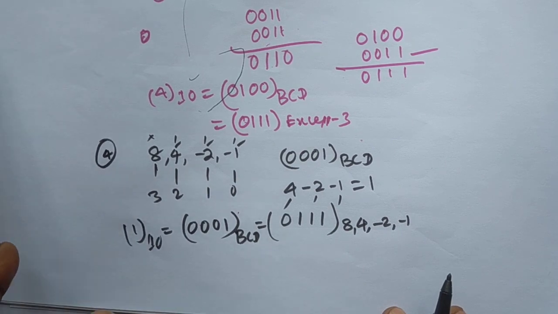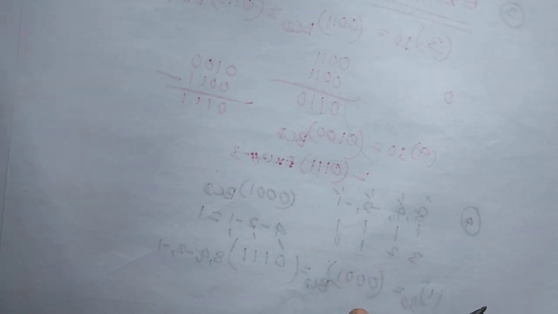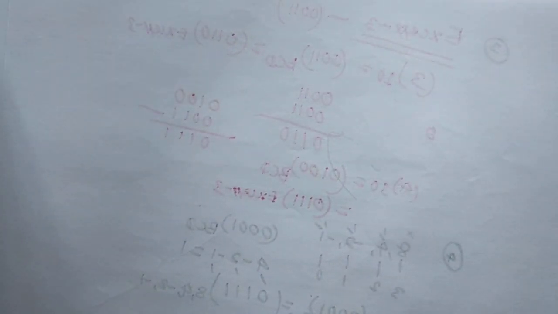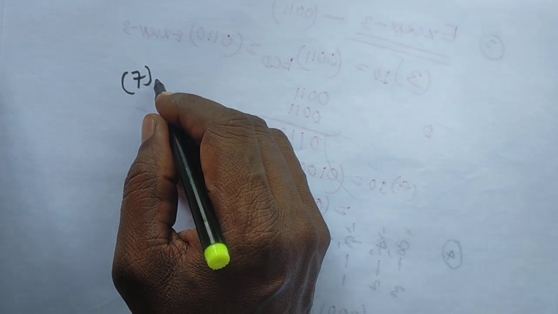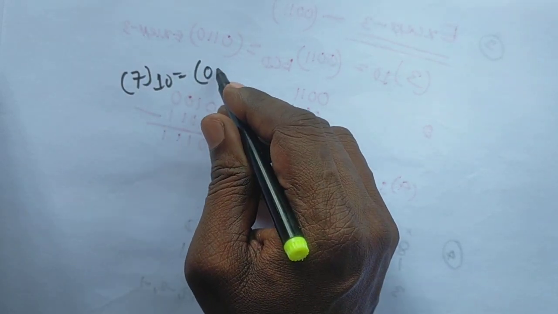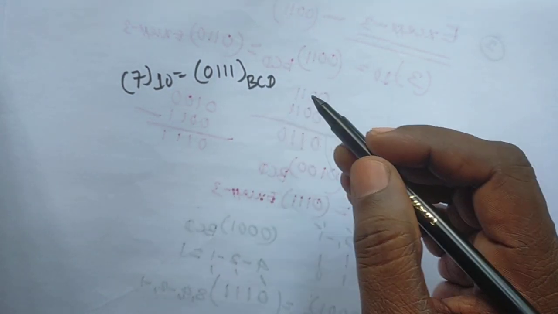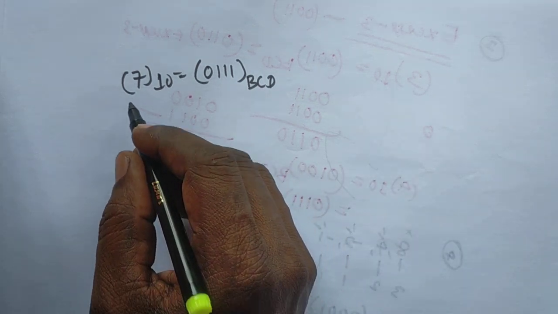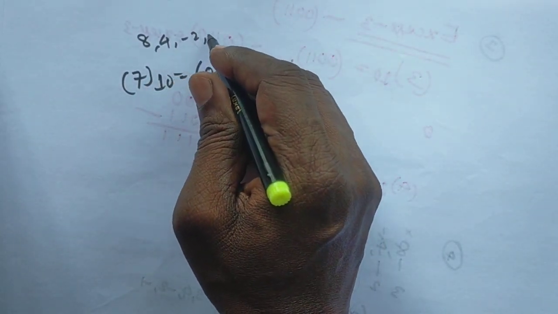Different values can also be considered, such as 2 or 3; then compare the individual parts to see how it is defined. Let's take another example, suppose 7, a decimal number. In BCD, 7 is written very simply as 0 1 1 1. Now we convert this to the 8 4 -2 -1 form.